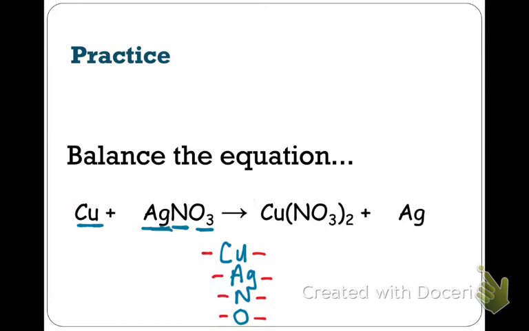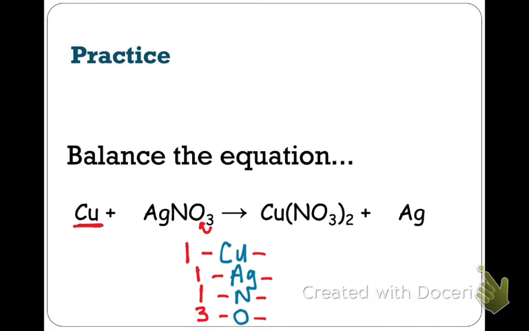So on the left side of my reaction, over here, I have 1 copper atom, right? I have 1. If I look at silver, Ag, I have 1 of those. I have 1 nitrogen. And how many oxygens do I have? Right? This 3 here only refers to the oxygen. It does not refer to any of the rest of it. Okay, the 3 here only applies to oxygen. So I have 3 oxygen atoms. So now I've got all my reactants counted.